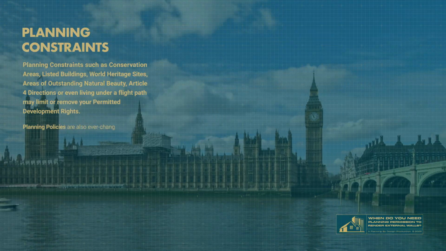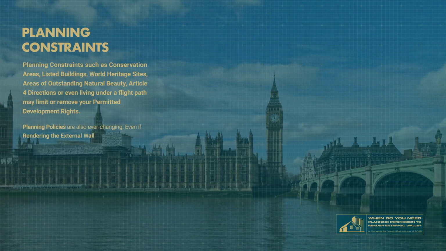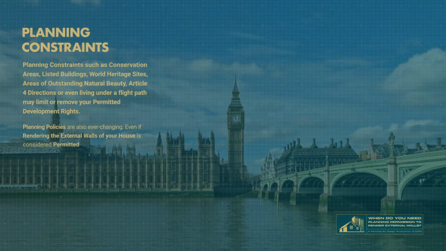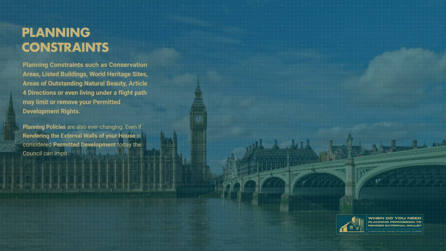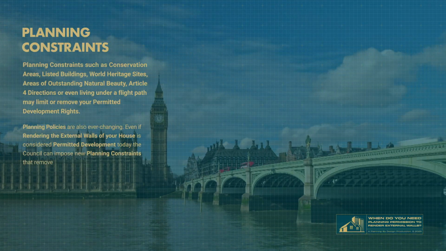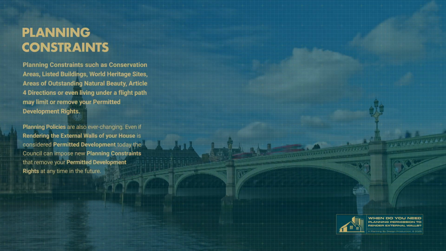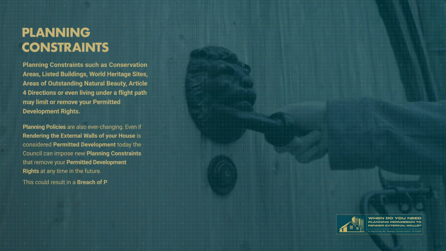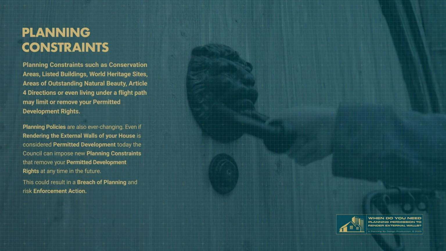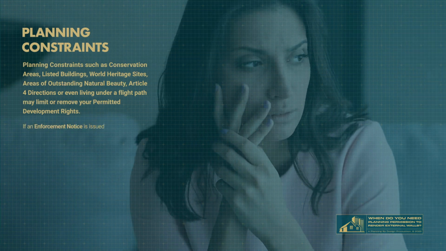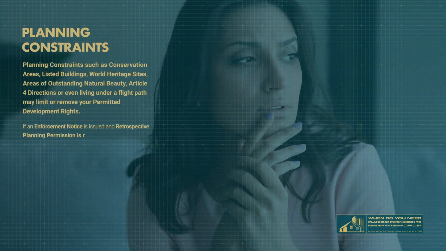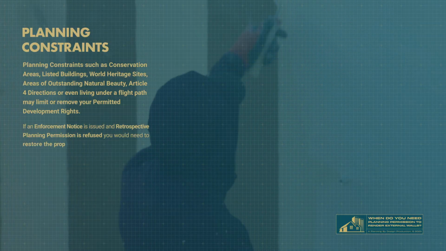Planning policies are also ever-changing. Even if rendering the external walls of your house is considered permitted development today, the council can impose new planning constraints that remove your permitted development rights at any time in the future. This could result in a breach of planning and risk enforcement action. If an enforcement notice is issued and retrospective planning permission is refused, you would need to restore the property back to its original state.